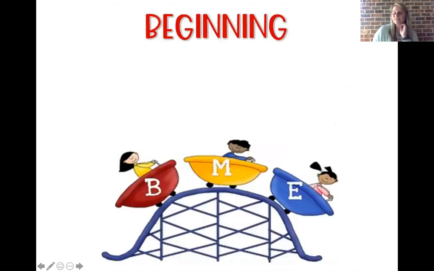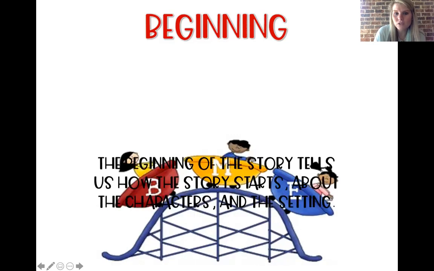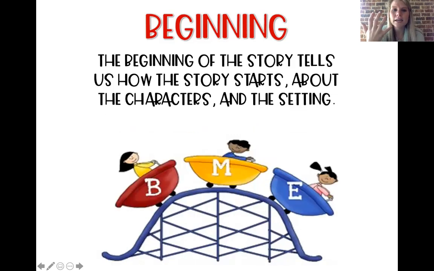All right, so now we're going to focus on reviewing the beginning, the middle, and the end of a text. The beginning of a story is usually where the author tells us how the story begins. He or she usually introduces the characters and the setting. Every once in a while, you will be introduced to the problem of the story in the beginning, but that typically comes in the middle part. So the beginning is where the author is just introducing you to everything.